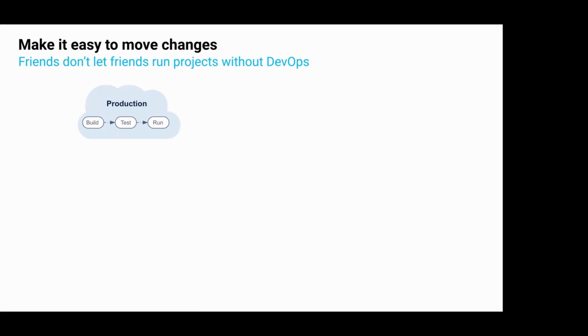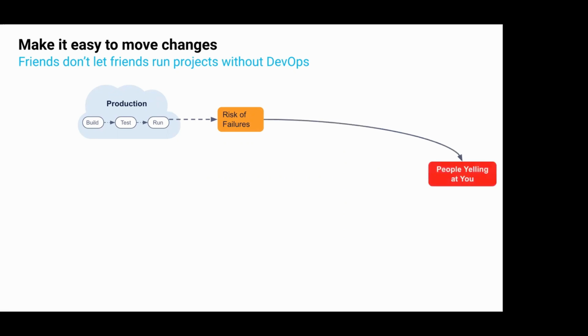So what I'd like to talk about is deployments. All deployments are about making it easy to move changes. I've got this little cautionary note: friends, don't let friends run projects without DevOps. Your basic option 1 is to build your stuff directly in production. Just go into production, make a change, right? You're an admin, you've got super user powers. But the problem with that is that there's a risk of failures. And what's so bad about failures? You end up with people yelling at you. Nobody wants people yelling at them, right? So that is bad option 1: not having any process.